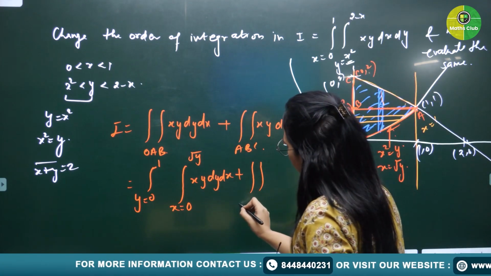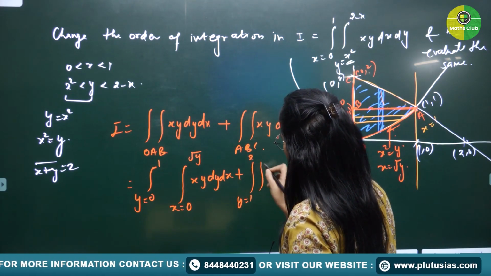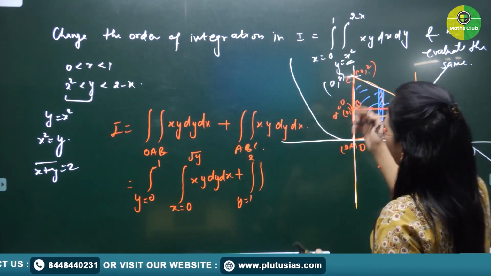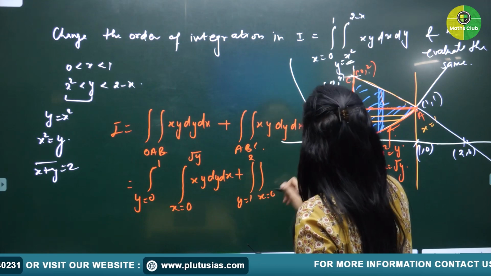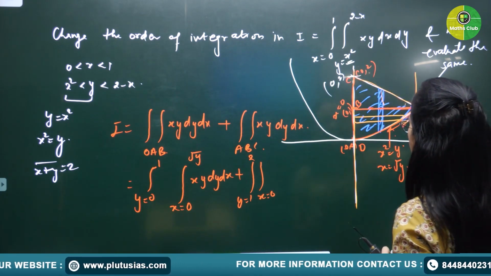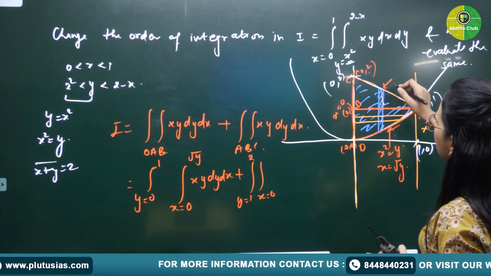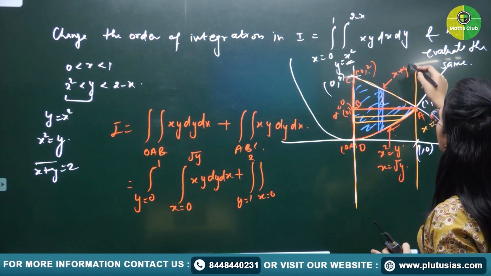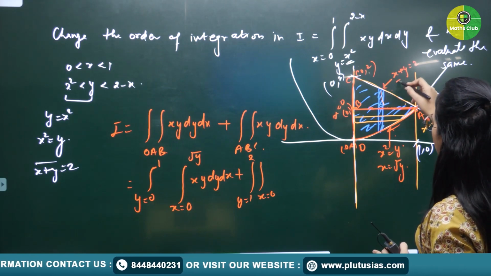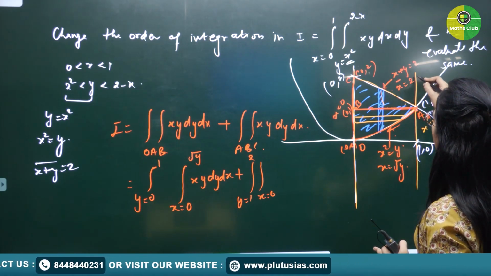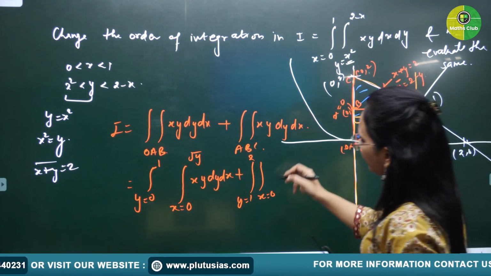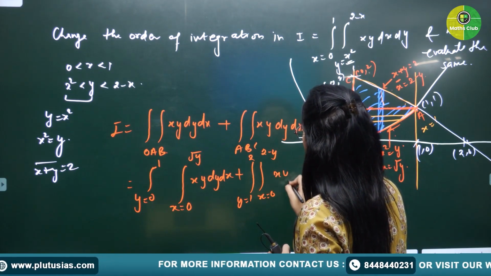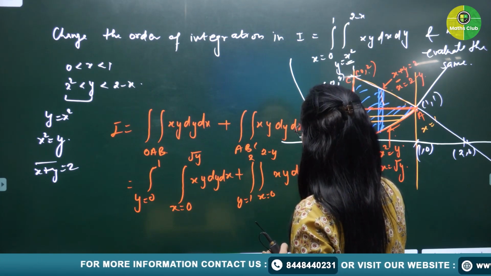That is, y runs from 1 to 2, and x also changes. On the left side we have x equal to 0, but on the right side we have this line. The limits of x are restricted by this line, and this line has the equation x plus y is equal to 2. So we need the limits of x, and x is nothing but 2 minus y. So the upper limit of x is 2 minus y, and inside we have this function xy dy dx.